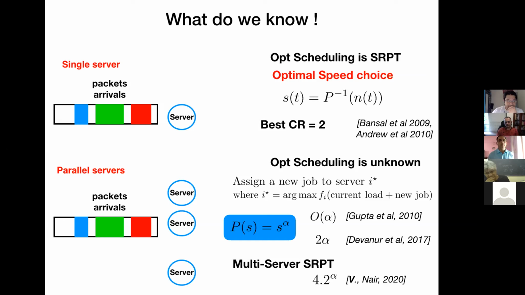What is f sub i in the earlier algorithm? They construct some functions for each server, and I'm not going to go into details of that, but each server maintains a particular function and decides to assign a newly arriving job depending on the current load and the new job. So that's the algorithm of that type. I just wanted to distinguish it from multi-server SRPT. SRPT is very simple. It doesn't maintain anything. It just looks at all the outstanding jobs, picks the shortest ones and assigns them to the k servers you have.